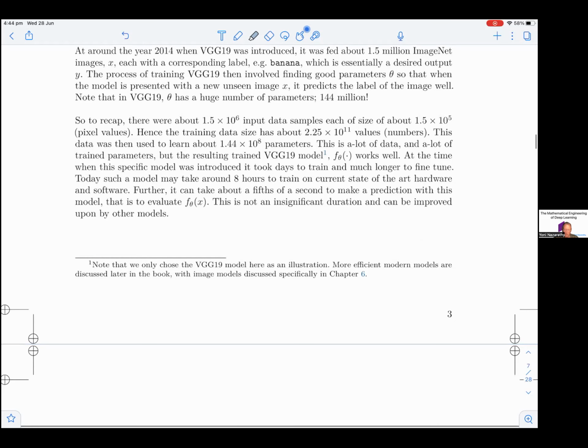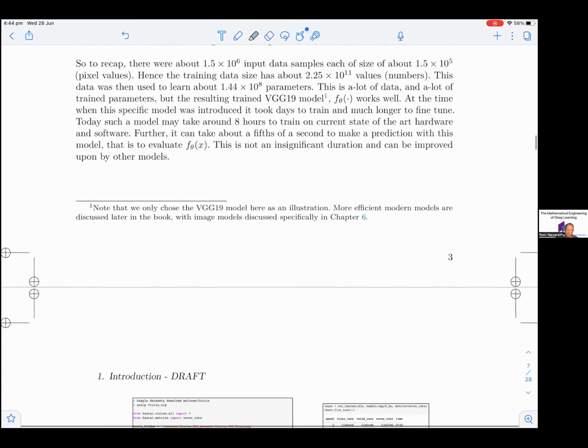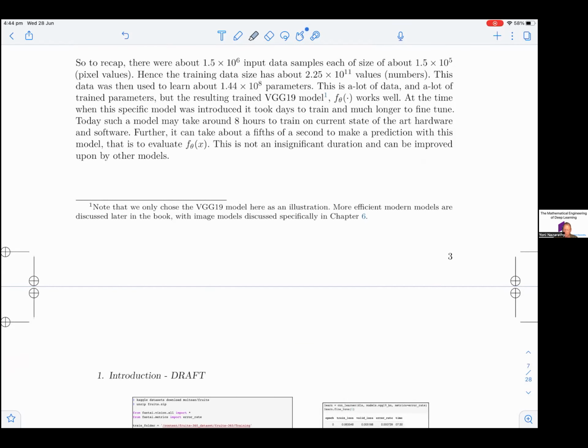So to recap, there were about 1.5 times 10 to the 6, that's 1.5 million input data samples, each of size about 1.5 times 10 to the 5, 150,000 pixel values. Hence, the training data size has about 2.25 times 10 to the 11 values or numbers. This data was then used to learn about 1.44 times 10 to the 8 parameters. This is a lot of data and a lot of trained parameters. But the resulting trained VGG19 model, which we denote here as f sub theta, works well.